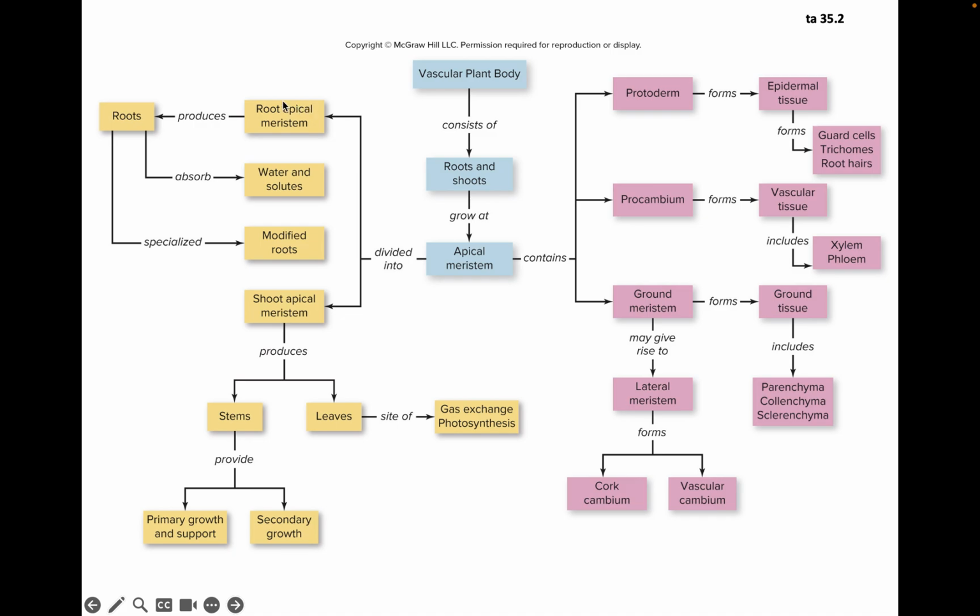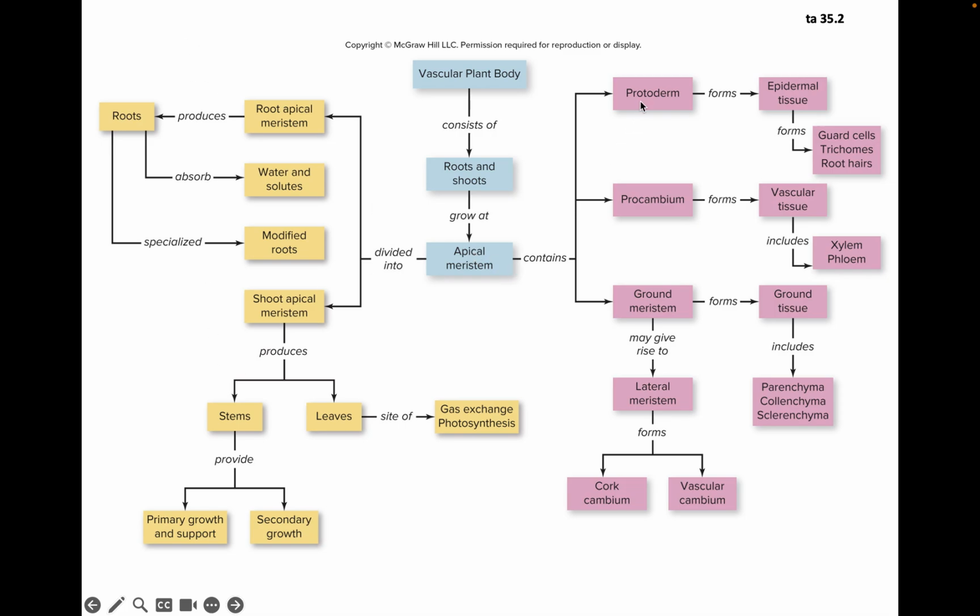Then we have the root apical meristem. The root apical meristem produces the roots. And the biggest thing about roots is that they absorb water and solutes, and they also help anchor the plant to the soil. However, we also know that some roots are modified, which can be adventitious roots. These roots grow outside of the main root. They can actually grow in the stems, so they can be found more here. So remember that.